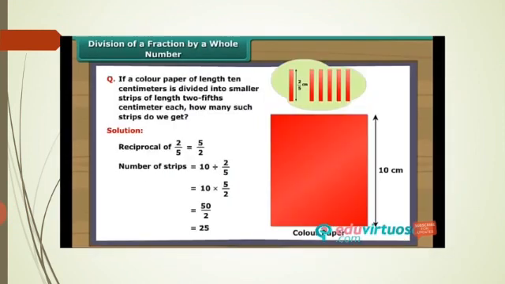Then division of fractions by a whole number. A whole number is a number that exists as a whole. I am reading the question. If a color paper of length 10 centimeters is divided into smaller strips of length 2/5 centimeters each, how many such strips do we get? You know very well, you have color paper in your art and craft book, no? Just take it out and measure that length. That length represents 10 centimeters. Okay students? Then you need to plot it.